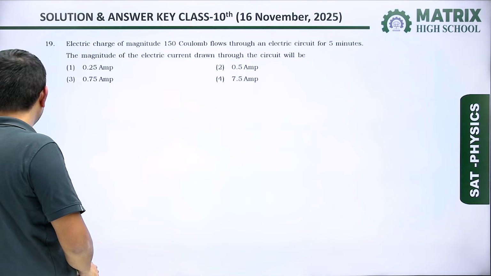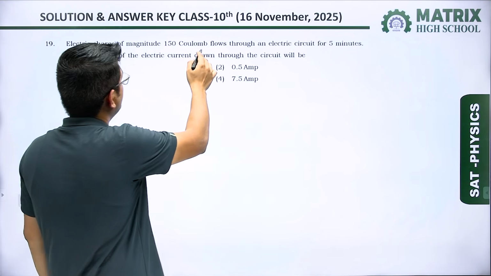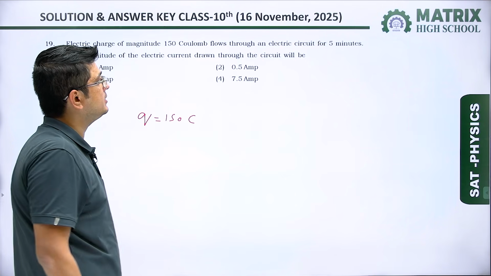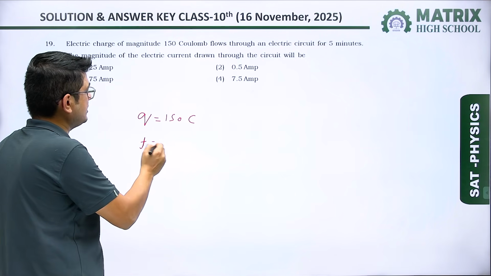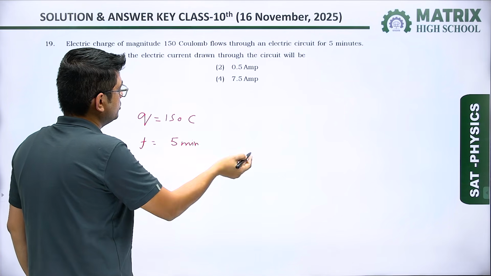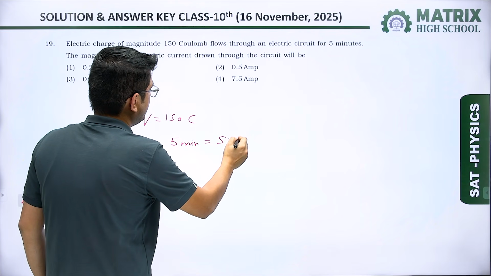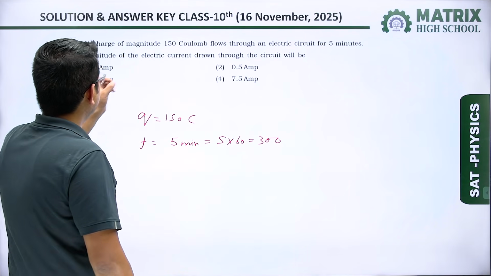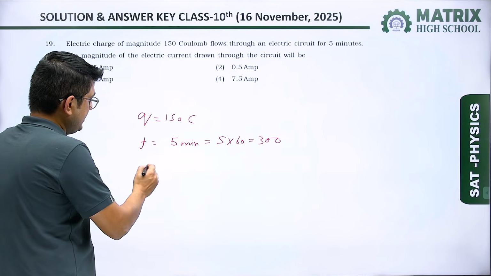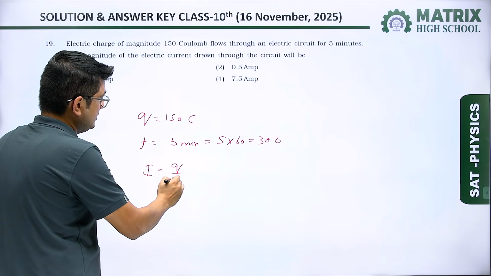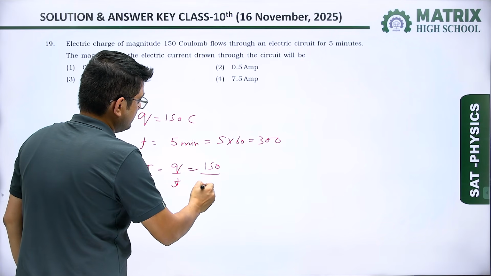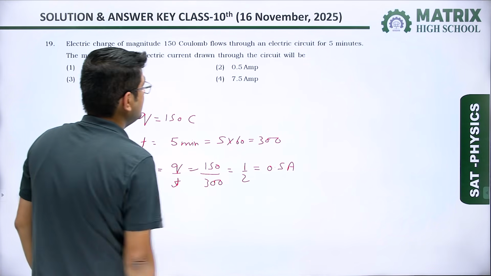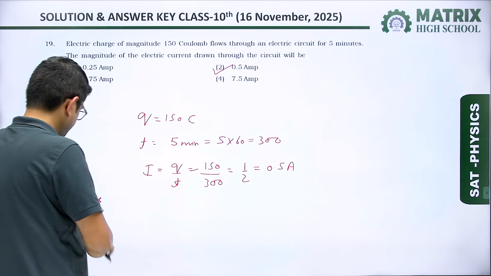Question number 19. Electric charge of magnitude 150 coulomb, that means the value of Q is given 150 coulomb, flows through an electric circuit for 5 minutes. That means time is given 5 minutes. Converting it into seconds, it becomes 5 multiplied by 60, which equals 300. So the magnitude of electric current drawn through the circuit will be I equals Q upon T. 150 divided by 300, that is 1 by 2, which is equal to 0.5 ampere. So option 2 is our correct answer.